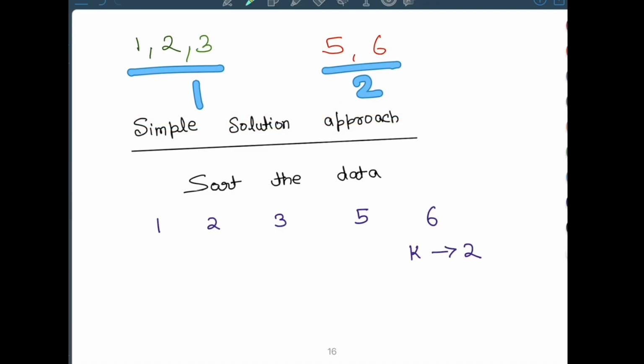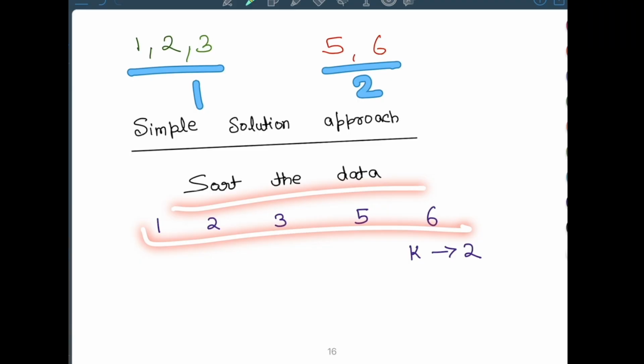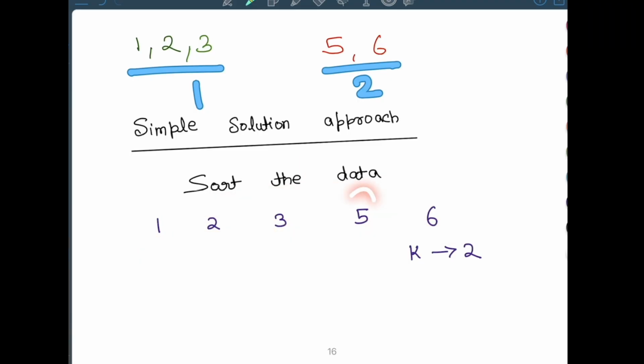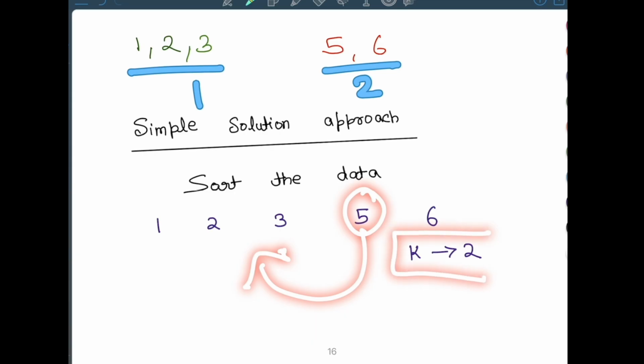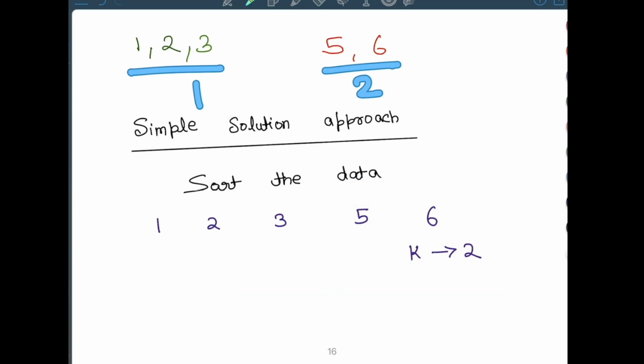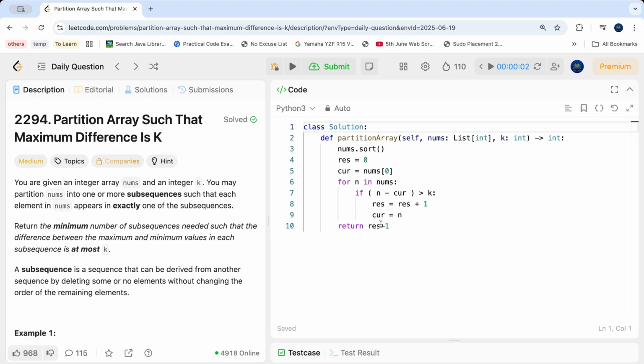So this is the simple concept. Just sort the data and start counting the number of groups. And anytime you add a number into the existing group and you see that the difference of max and min is going to be more than k, you are going to create a new group. So let me show you the solution of this particular problem in Python, and this is going to be very easy to understand. First of all, we are just going to sort our data.